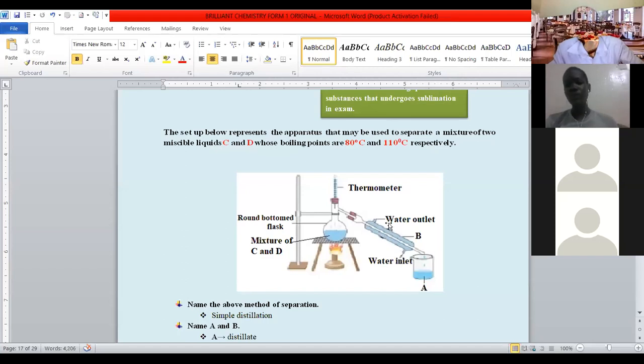Yes. So what will happen when we interchange the water outlet and water inlet? Condensation will still occur, but less efficient. Yes, that is very true. That is now in page 30. Mwalimu. Uh-huh.